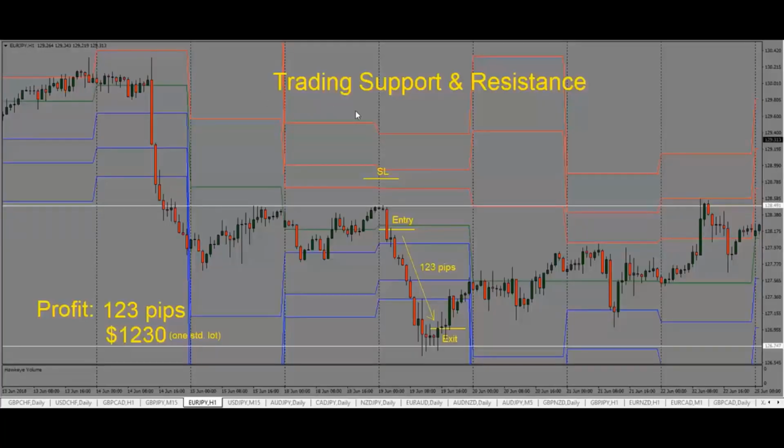Here we're looking at how to trade using simple support and resistance. Using support and resistance is one of the easiest ways to trade because we are not looking for any complicated indicators. We're just purely looking for simple support and resistance, which is nice and easy to see.